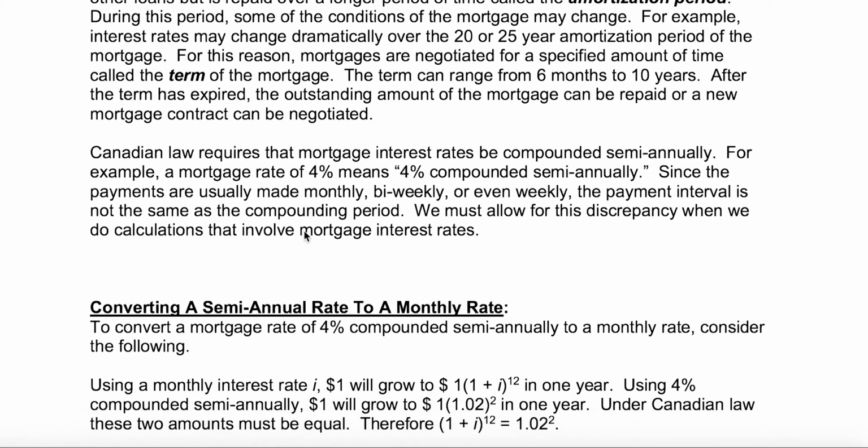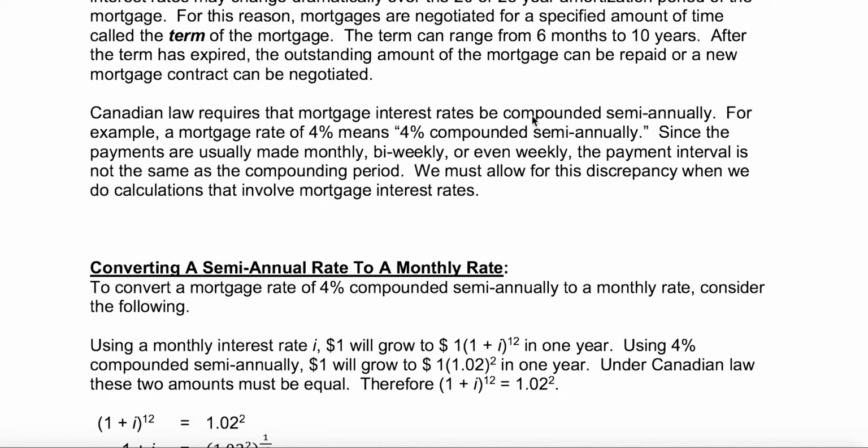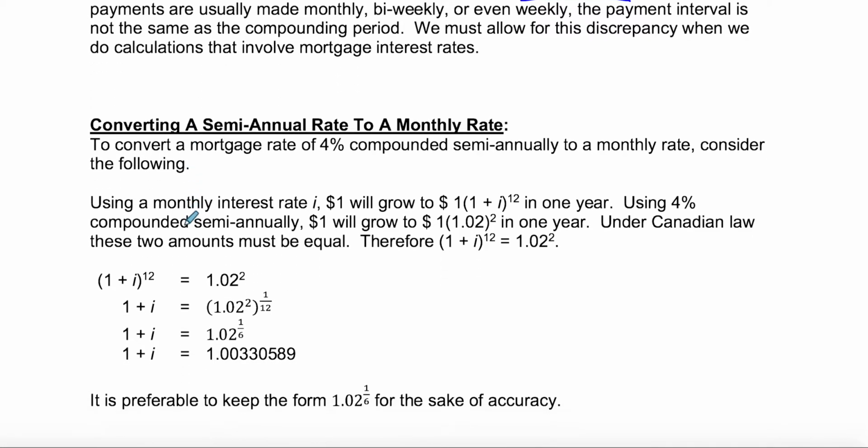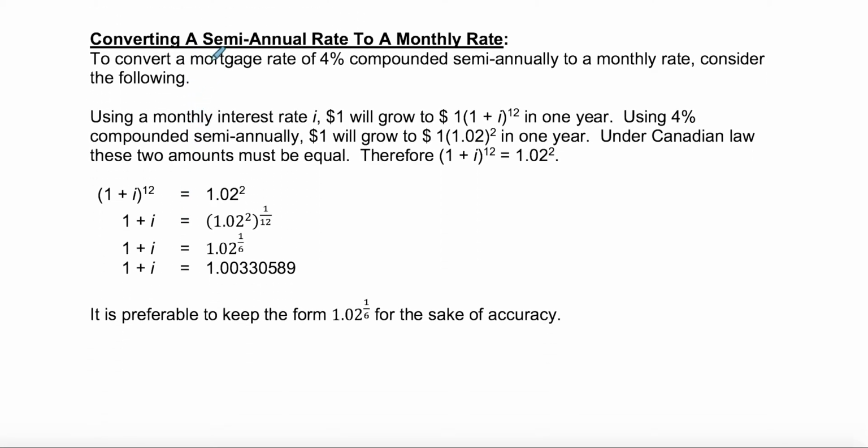Canadian law requires that mortgage interest rates be compounded semi-annually. But what's interesting is that most of us pay our mortgage monthly or bi-weekly, every 2 weeks if you get paid then. So we have a different compounding period compared to our payment schedule when we look at mortgages. We'll practice converting a semi-annual rate to a monthly rate. For example, if you're told that a mortgage rate is 4%, that means it's 4% semi-annually. So 4% divided by twice a year would be 0.02.